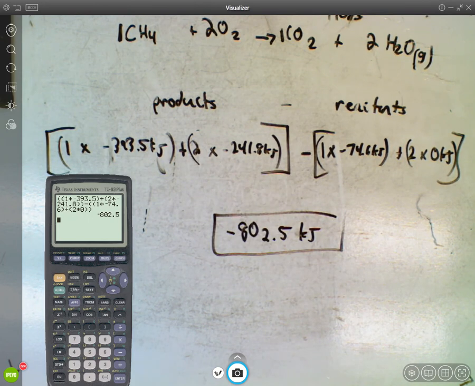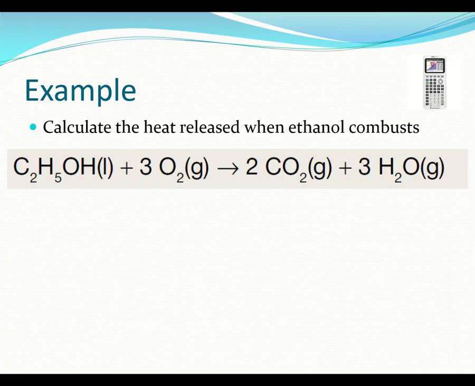Okay. So let's do another one. Okay, so we're going to do this one. So this is the combustion of ethanol. And we only do combustions, so it makes it a little bit easier. So I'm just going to write this reaction out.